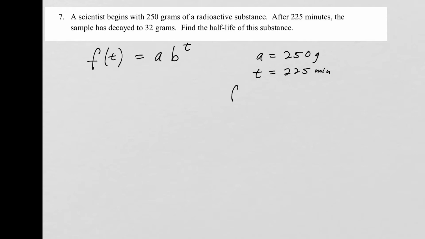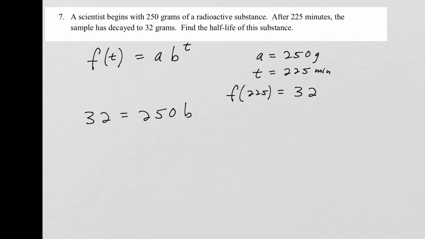And the sample has decayed to 32 grams. So that means f of 225 must equal 32. My output must be 32 when the time is 225. So I can just plug this in. On the left-hand side, this is just 32. That's equal to a, which we know is 250.